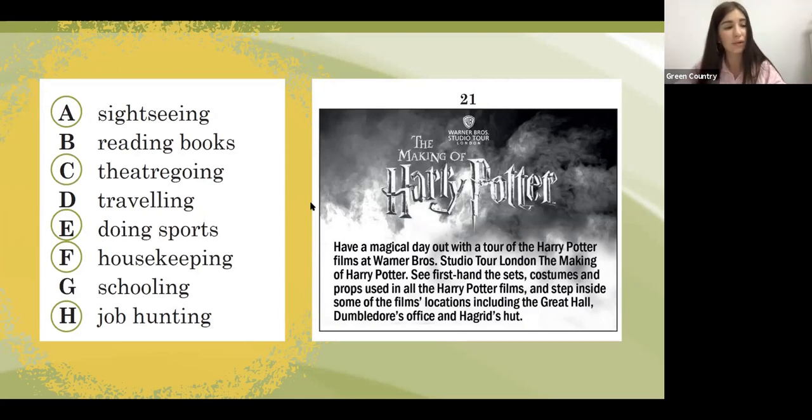As you can see, this is the first task in the reading part, and it already can make you confused. So be very, very careful, be very attentive, go deep into details.